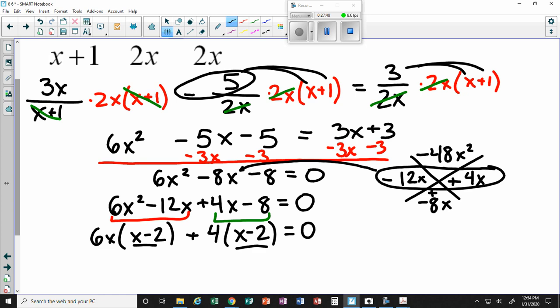So now if those are the same, I can take one of those out of each. So when I factor it out, I only write it once. So what's left if I factor that out? 6x plus 1.